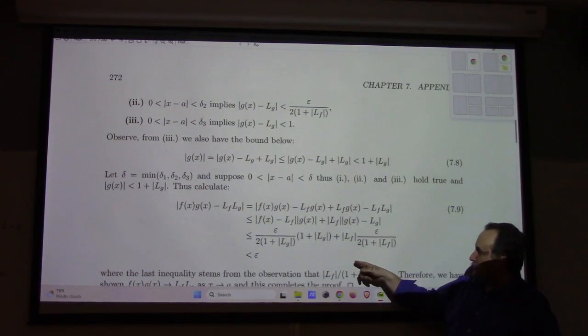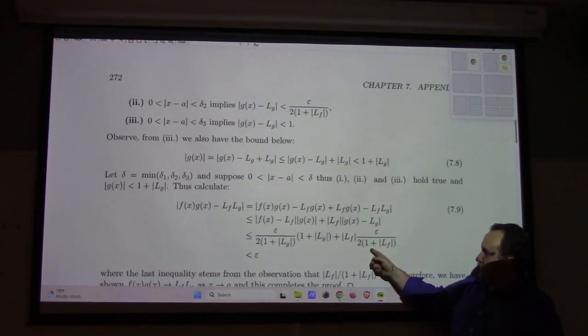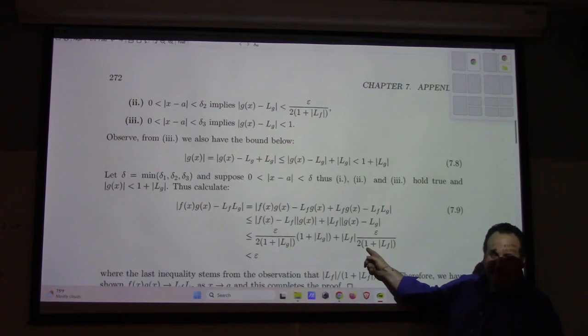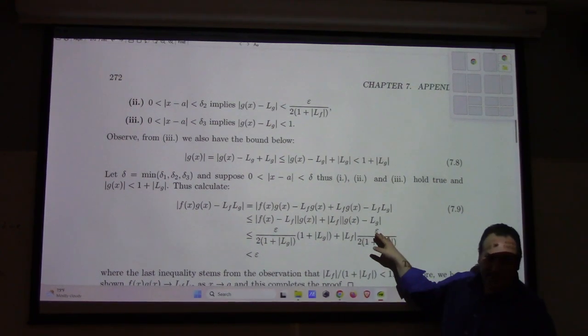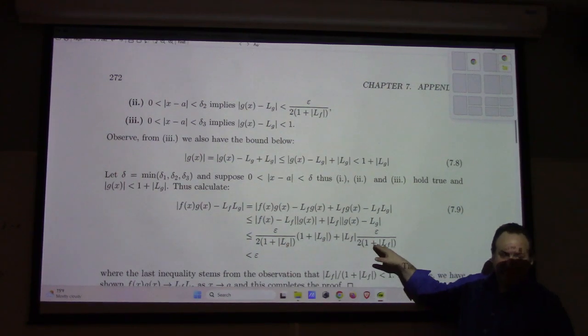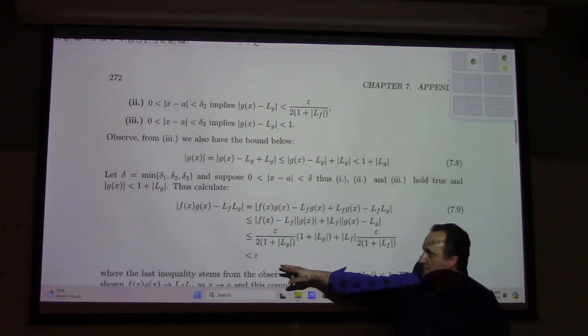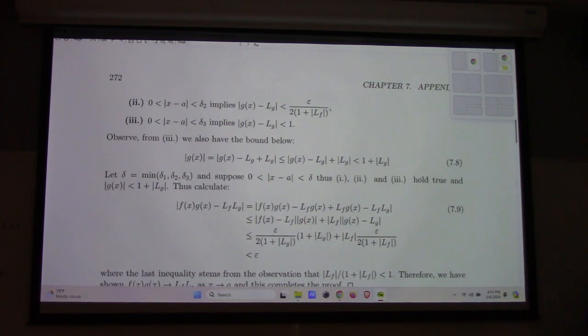This also gives you an epsilon over 2. Well, this doesn't give you epsilon over 2, but see there's a 1 plus L sub f. So if I drop the 1, that makes the denominator smaller, which makes the fraction bigger, which is obviously less than epsilon over 2. So I've got straight up equals to epsilon over 2, something less than epsilon over 2, so that gives me epsilon. Consequently, I've shown that the product of the limits is the limit of the products.